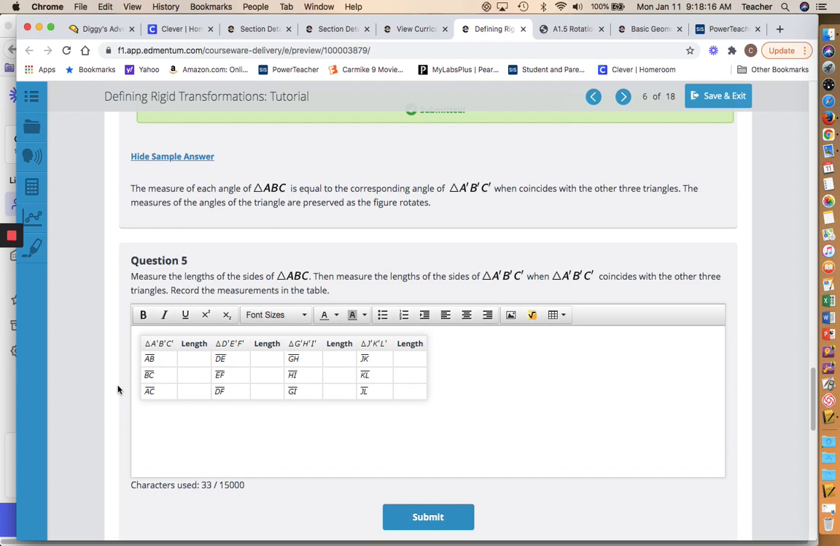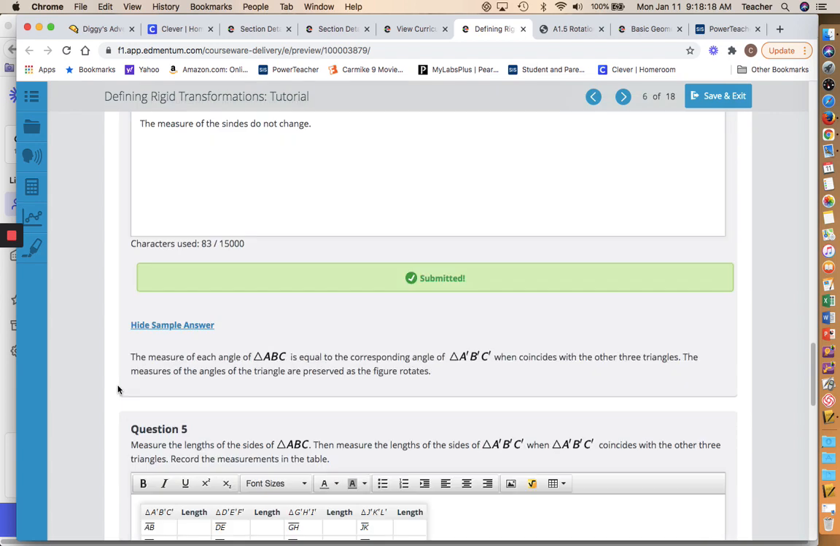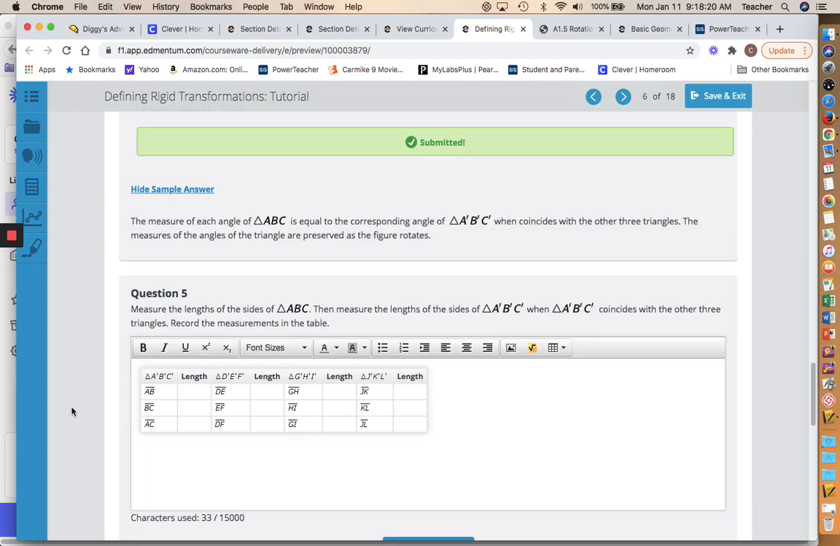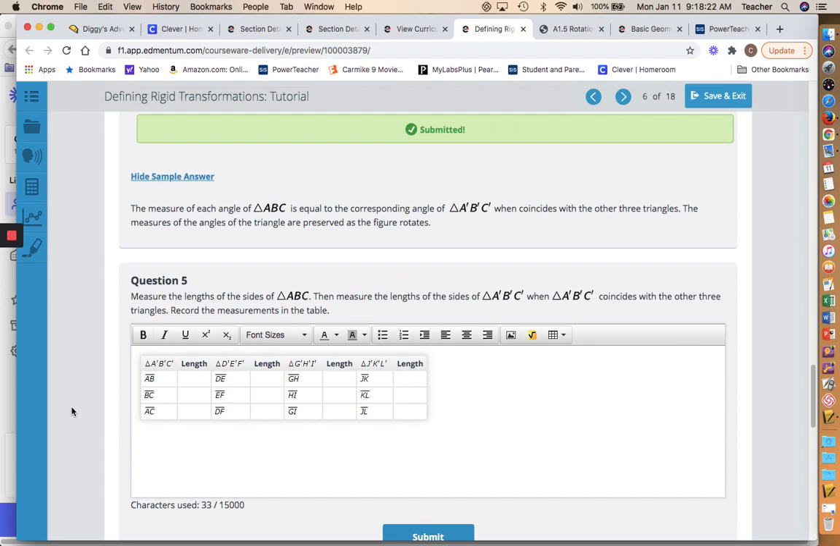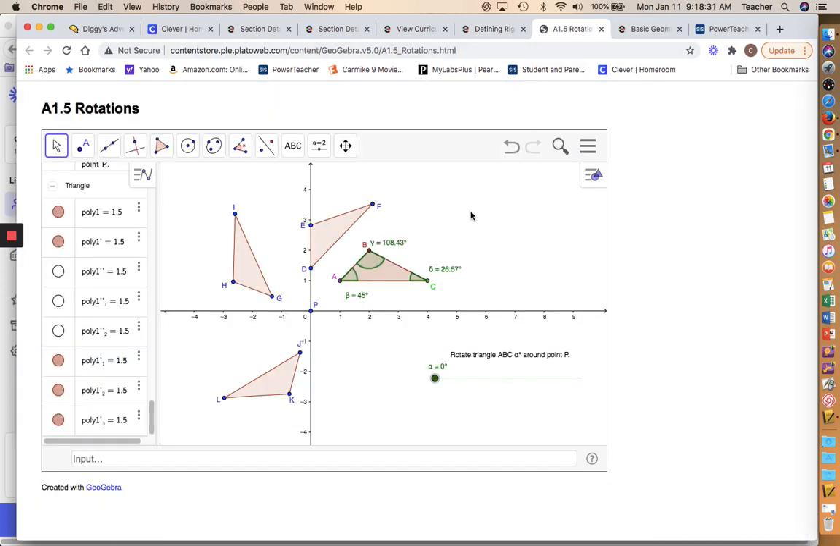All right, question number 5. Looks like we're finding length. Well, I just said they don't change, so we all know they're going to be the same. So we're going to find the measures of the sides of the triangle and the measures of the lengths of the new ones. They're not going to change. So once you've got one, you've got them all. All right, well, that's fine. I can still do it. All right, so let's see. I'm going to go easy route.